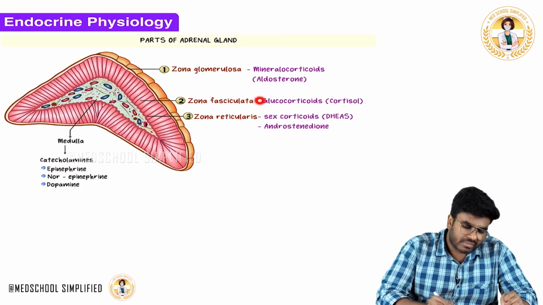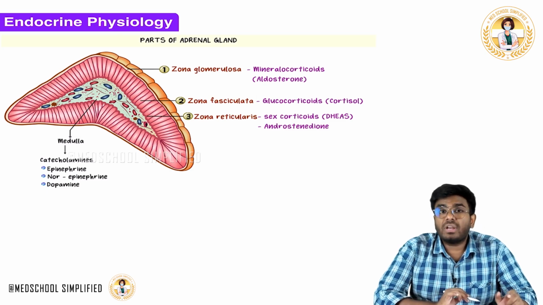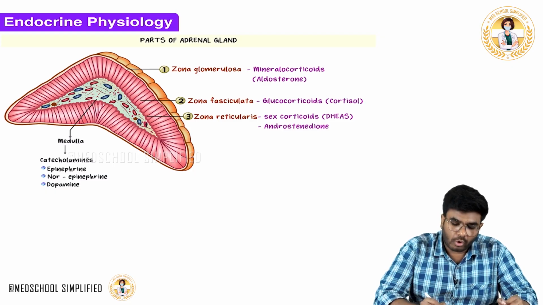Now the next part is the zona fasciculata. This zona fasciculata produces glucocorticoids. The example of the glucocorticoid is cortisol. So where is cortisol produced from? Cortisol is a glucocorticoid. Why are we calling it a glucocorticoid? Because it is associated with glucose regulation, glucose metabolism, and it is produced from the adrenal cortex.